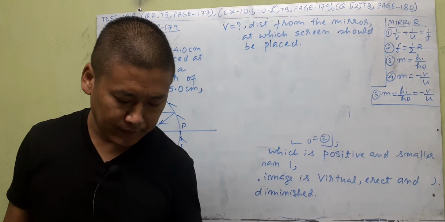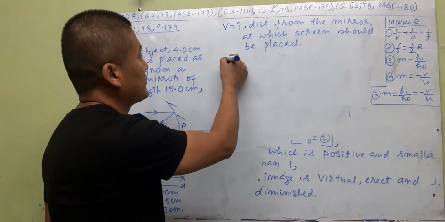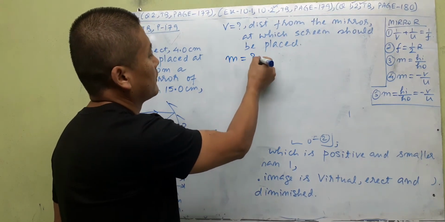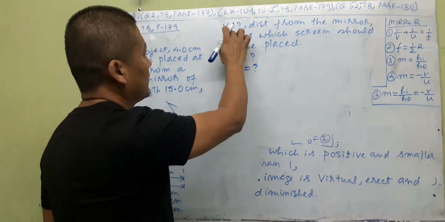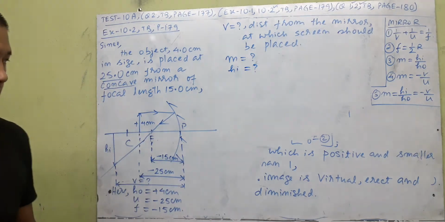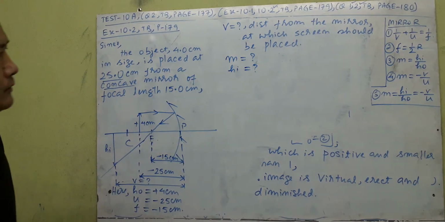Find, last sentence, find the nature and size of image. So nature means M we have to find out, and size of image means HI. So V, M and HI we have to find out. The question is asking this. Let us start.